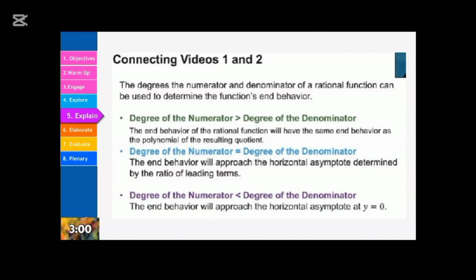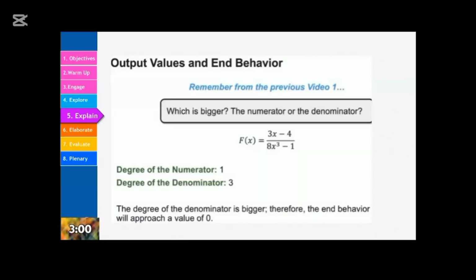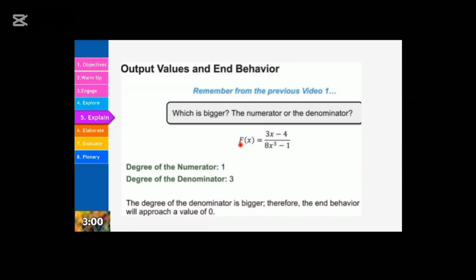Okay, here he makes a vision for you about the same thing. Here he told you which is bigger. If we have f of x equal (3x minus 4) over (8x power 3 minus 1). Of course, the degree of the numerator is smaller than the denominator, and we said the degree of the denominator is bigger. Therefore, the end behavior will be equal to 0. Approach a value of 0.